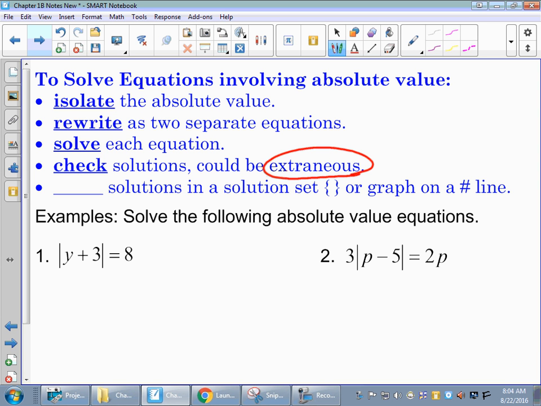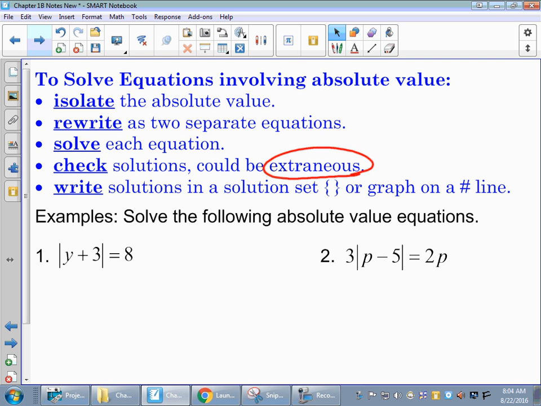Notice we didn't have to write down a formal check. We can plug it in our calculator. You can do mental math, but you need to check, because if you don't, you could get it wrong on your homework or a test or quiz. After you check your solutions, you put the solutions in a solution set or graph it on a number line.